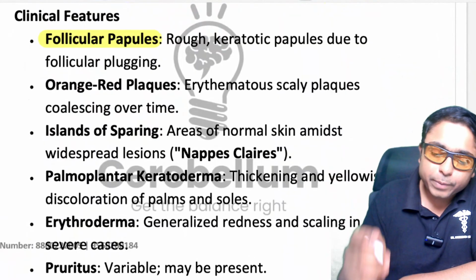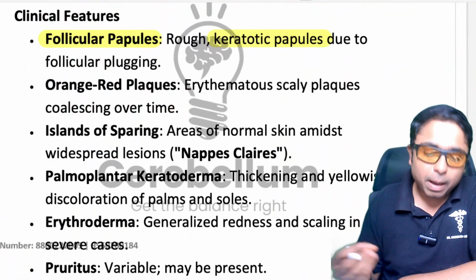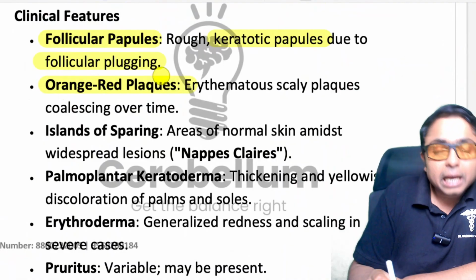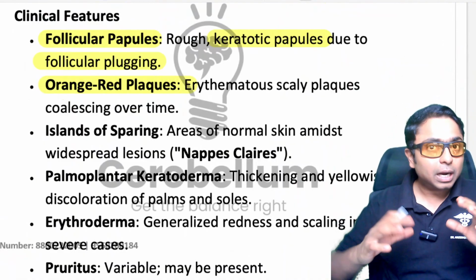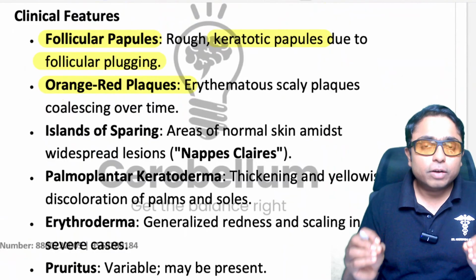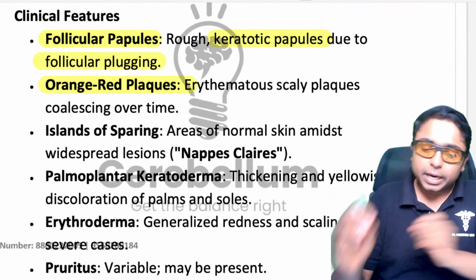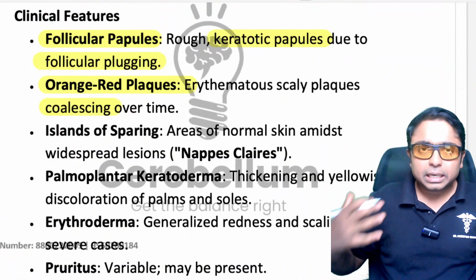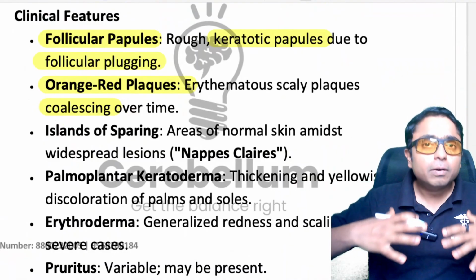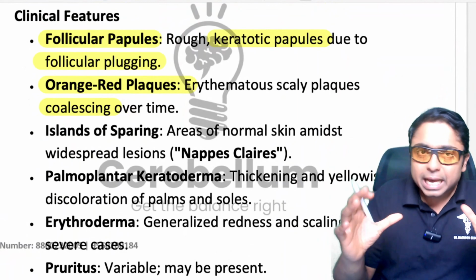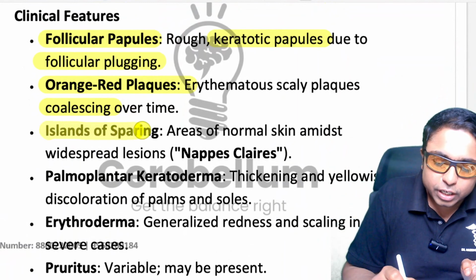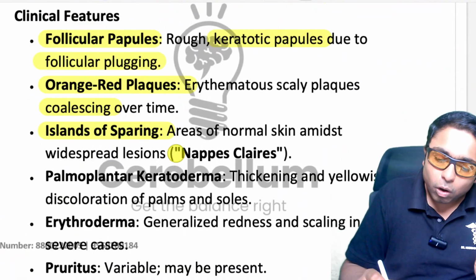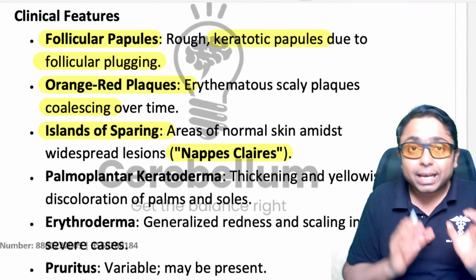In the clinical features, remember this was recently asked, the patients are going to present with follicular papules, which are rough keratotic papules, which will ultimately produce follicular plugging. The skin color is also very important. It is going to become red. The more important color to remember is orange-red erythematous scaly plaques, which usually coalesce over time, producing erythema involving almost the entire body, leaving behind a few areas which appear normal or white in color, called islands of sparing, or nappes claires.